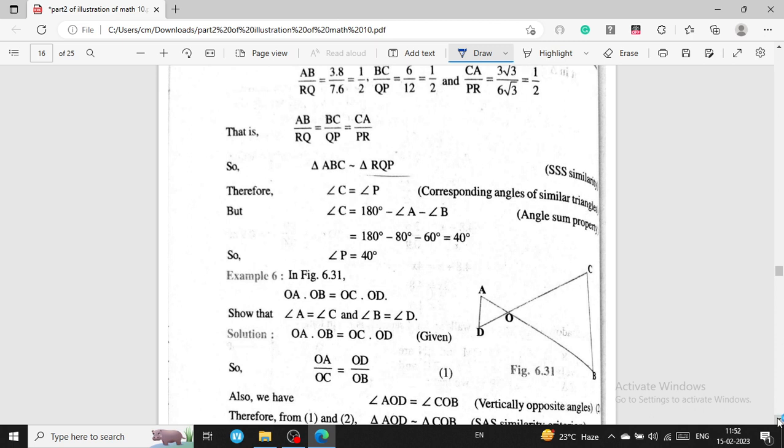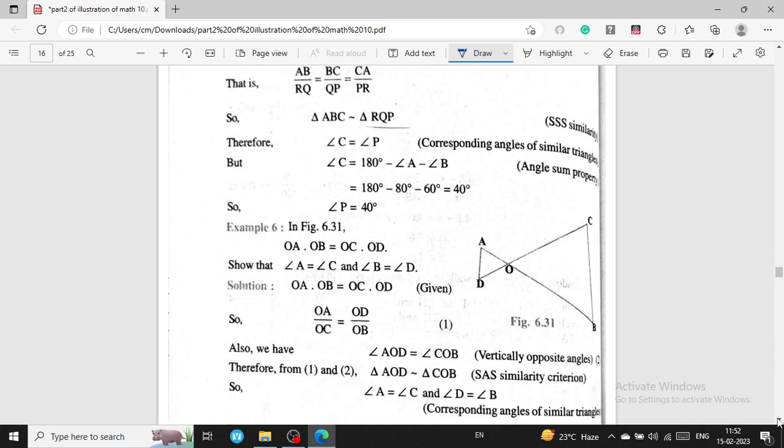Here it is written. You can write here angle C is equal to angle P, corresponding angles of similar triangles, and angle C is equal to 180 minus angle A minus angle B. We find out angle C is 40 degrees according to the angle sum property, so angle P will also be 40 degrees. In the next example, we have given this figure.